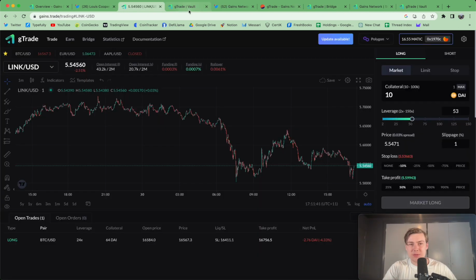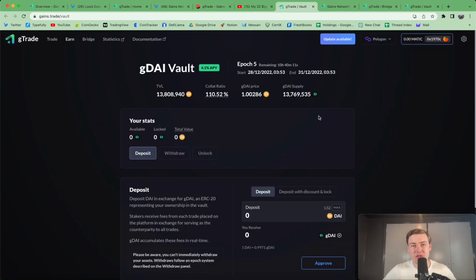Let's get into the vault side of things because not all of you are traders. Now, of course, one of the ways to capture exposure to Gains without trading yourself is actually via providing liquidity.